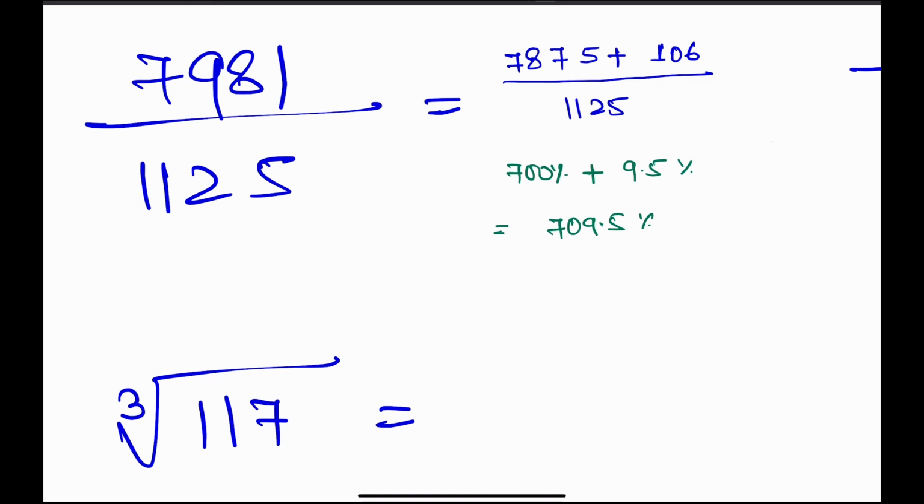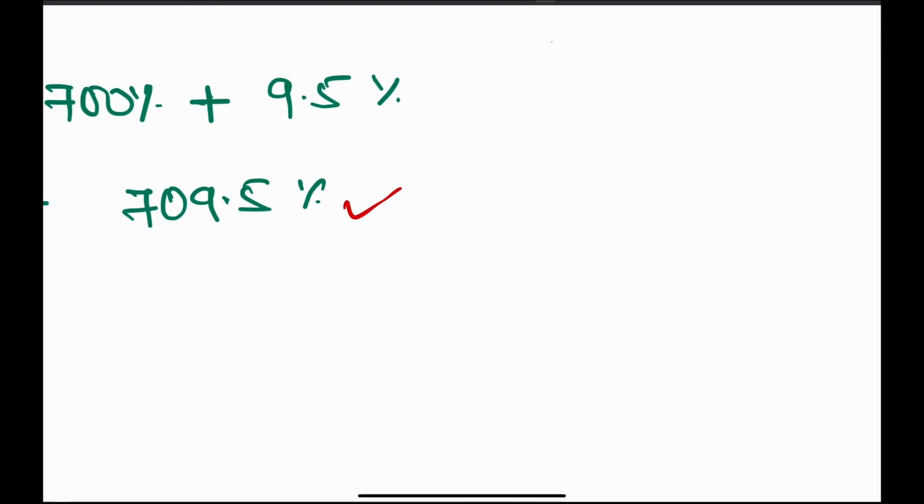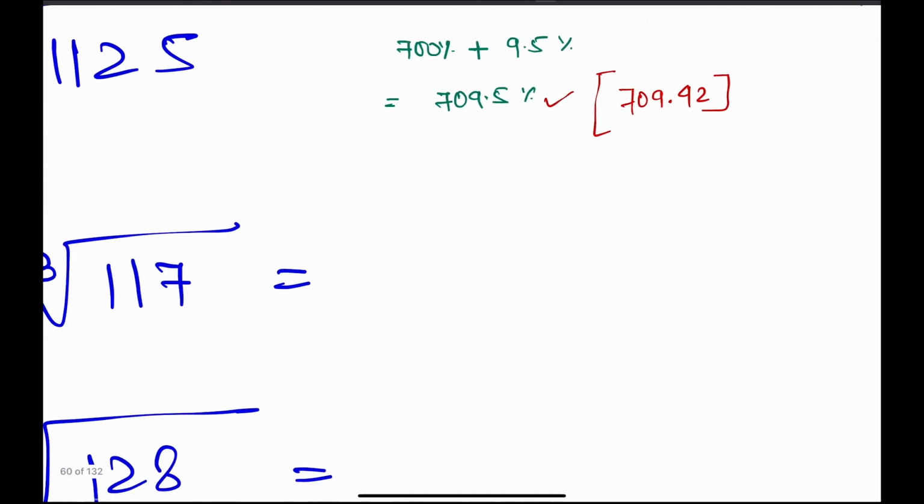7981 divided by 1125. This will be 709. Oh yeah, this is correct. Actually, the real answer is 709.42. So yeah.